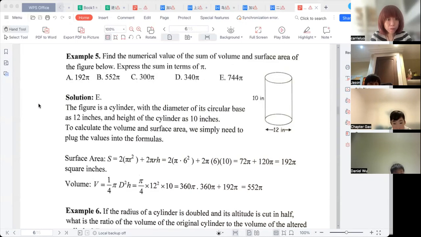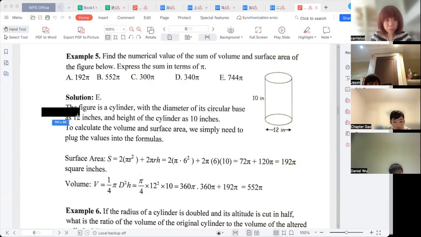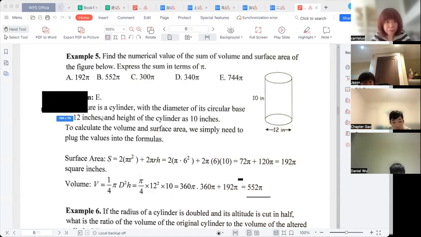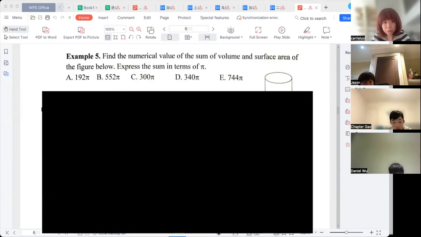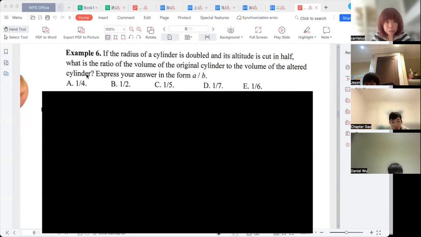Okay, it says the solution is E. 题目写错了吧？No, it's 552. 它为什么是 E? I don't get it. See, it says it's E. The answer is 552, and they said E. I don't know. It's something wrong. Don't worry about it, okay? So we know it is right. Okay, so now let's take a look at number 6.